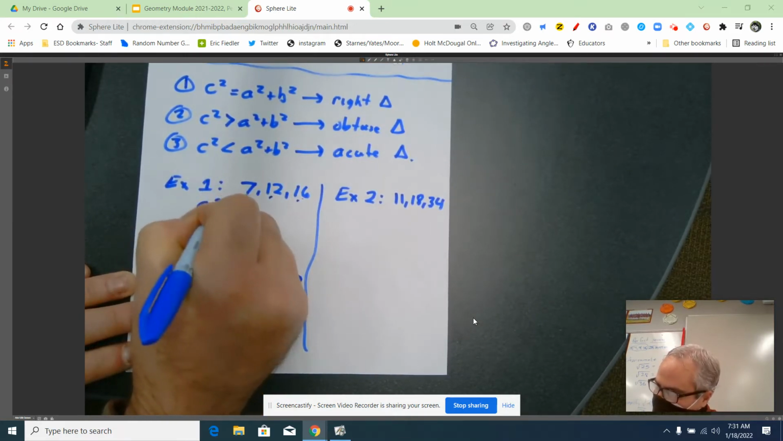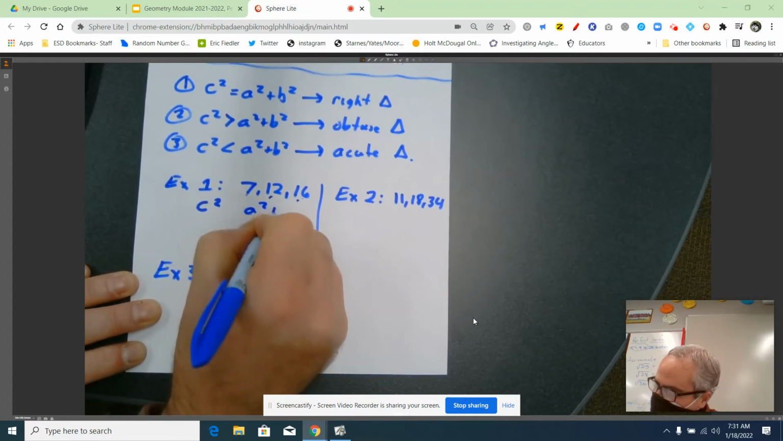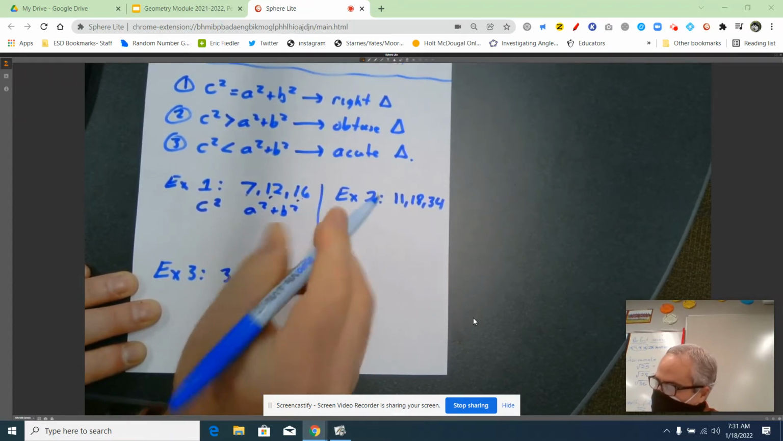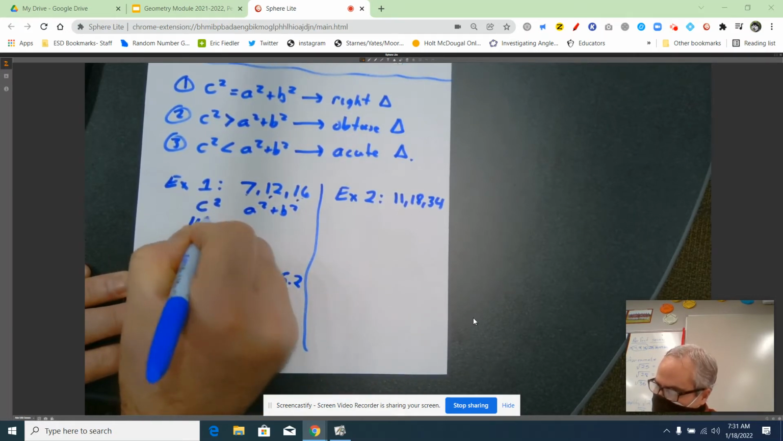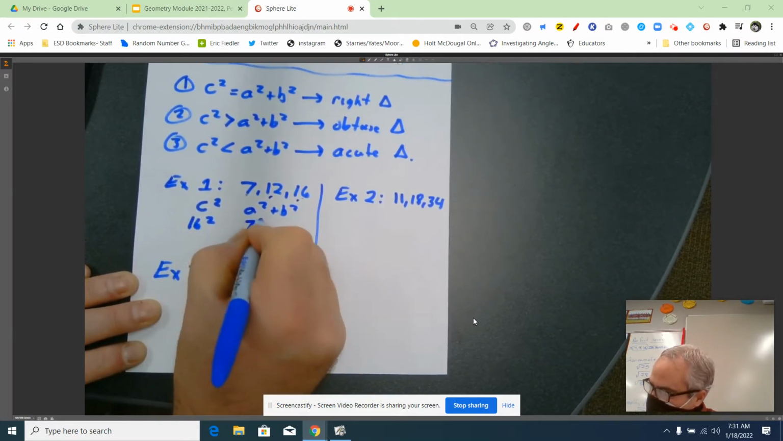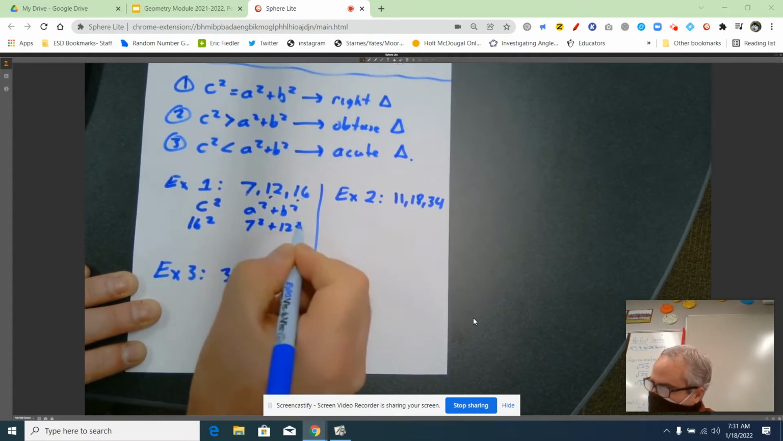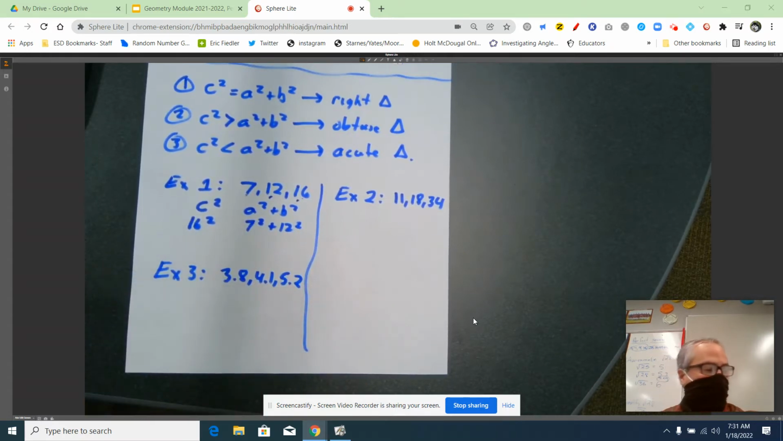So c squared, I need to see how it relates to a squared plus b squared. Okay, so what would I put in for c? Well, that's going to be the longest side, right? So 16 squared, 7 squared plus 12 squared, and just do some quick little multiplications here. I don't have my calculator. Hang on just a second.